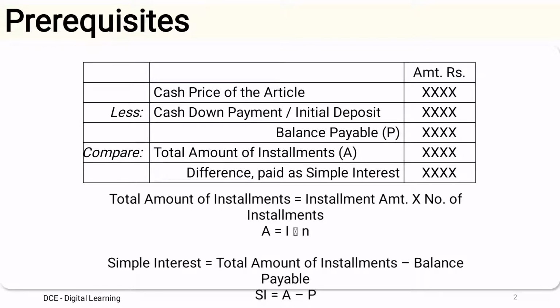For finding out simple interest, we need to prepare the table. In the table, we have to first take the cash price of the article. From this, deduct cash down payment or initial deposit. Balance will be balance payable, and balance payable is compared with the total amount of installments. Total amount of installments means installment amount represented by I into number of installments n. So when you compare balance payable with the total amount of installments, the difference is the simple interest payable by the buyer to the seller.